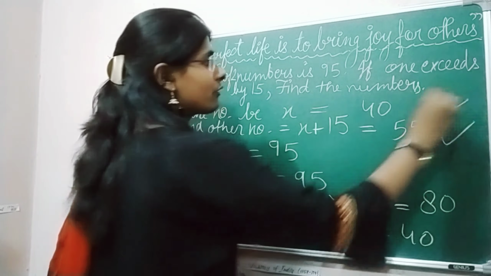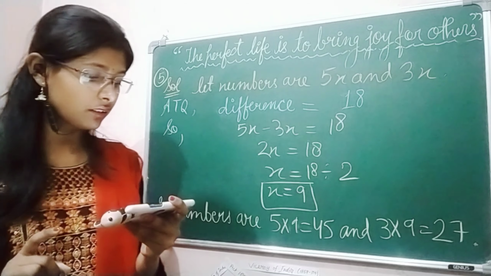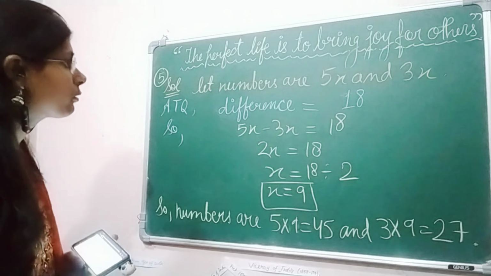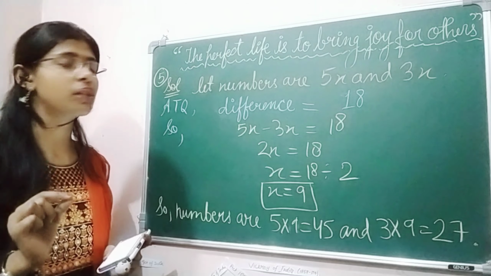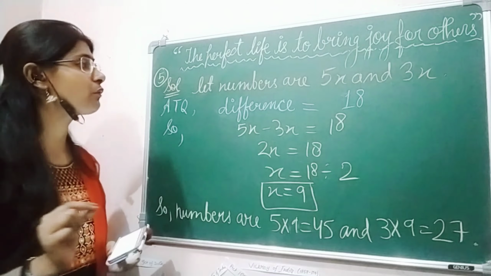So let's see question number 5 of your textbook. The question is the numbers are in the ratio 5:3. Okay, if you get the numbers in the ratio format, always assume them as 5x and 3x or like 5y and 3y. Then the difference is 18. So difference means you have to subtract both of them. Obviously you can see 5x is greater than 3x. So 5x minus 3x is equal to 18.